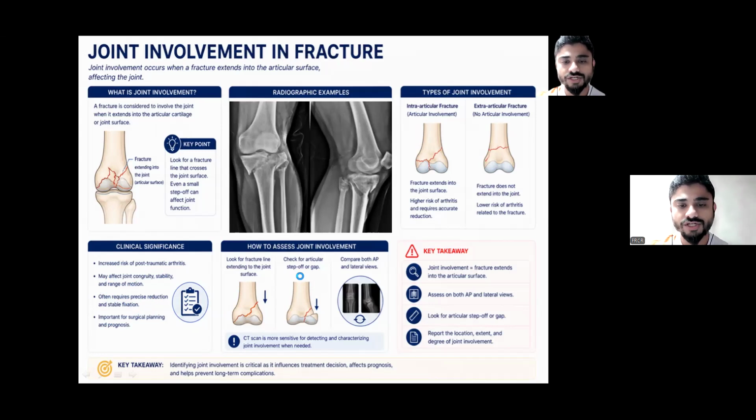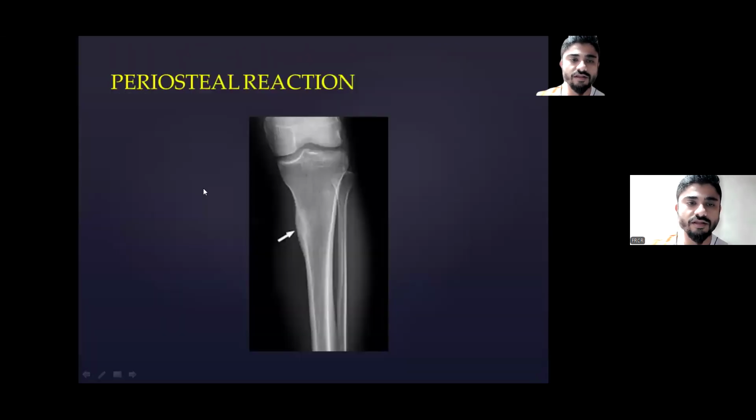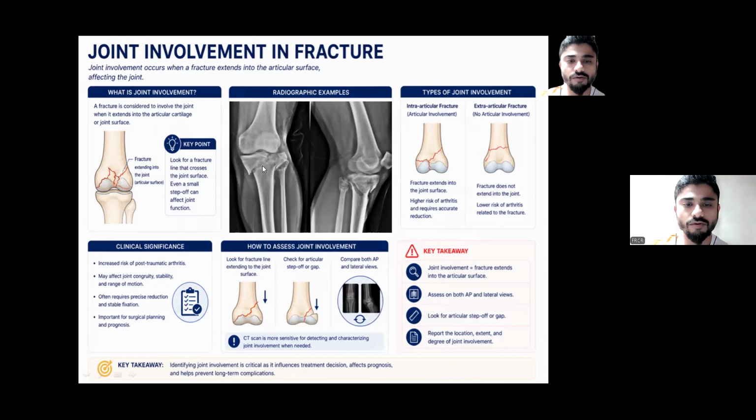Okay, how to assess joint involvement? So this is how on the radiograph you have to mention if the fracture line is extending up to the joint surface, and whether there is step-off at this level or not. Here you can see there is significant step-off, there is depression and flattening at this level. Understood? So this is articular surface involvement, and this is an extra-articular fracture. Okay, it is difficult to mention, but we should not go into so much detail. Just mention on the radiograph whether there is any joint surface involvement or not.